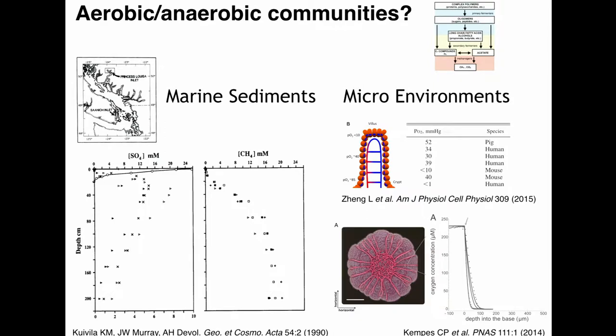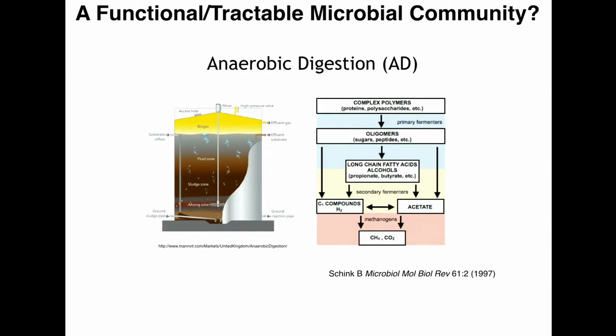These are very nice studies from the 80s and 90s where people measured these electron acceptor profiles in marine sediments. As you can see, for example, sulfate in this case can quickly get depleted. And this gives rise to different processes. The other aspect of anaerobic digestion, I should come back to this slide, is that it is relatively well understood, at least at a coarse level.